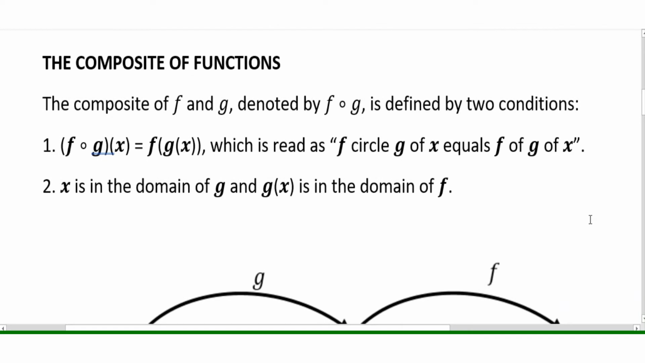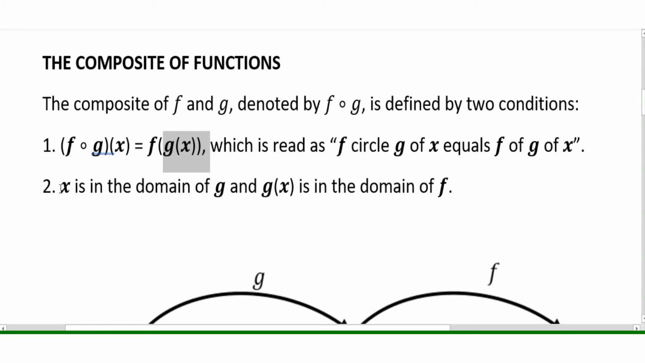Number one, f o g of x is equal to f of g of x. Meaning to say, we can read this as f circle g of x equals f of g of x. If we will get the values of f o g given two functions, we will find f of x, and then we will make g of x as its domain, and then we will solve the function to identify the composite function.